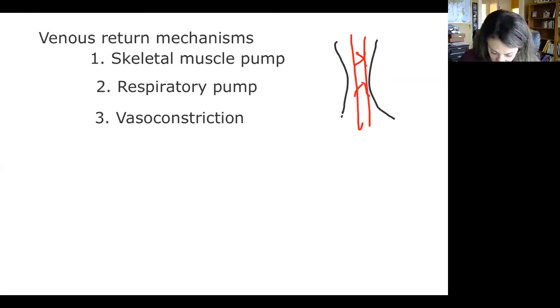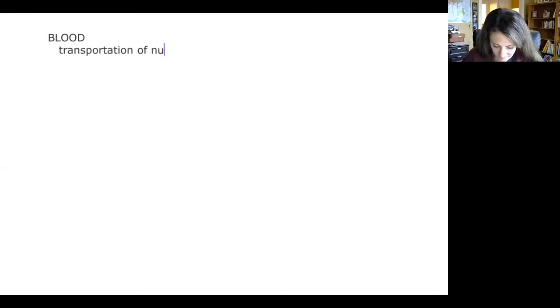Okay, last topic we're going to cover today is blood. Let me clear this. Three functions of blood as it relates to exercise. Transportation. Transportation of nutrients. So our glucose, our free fatty acids, and our amino acids are our nutrients that are transported in our blood.